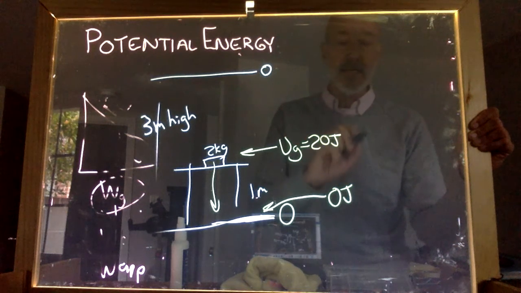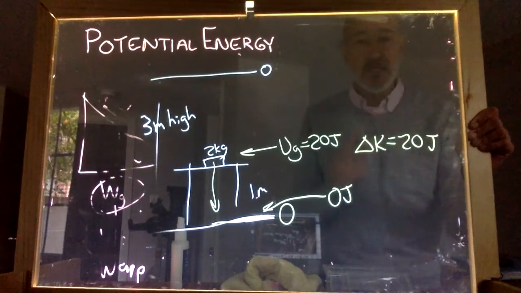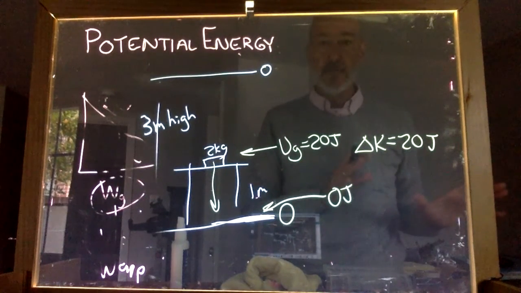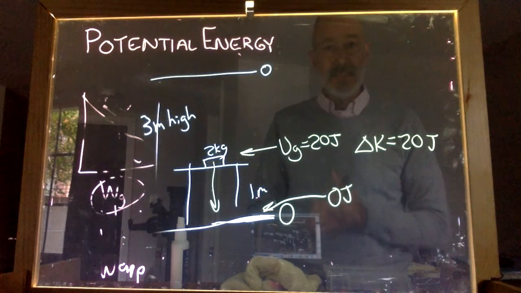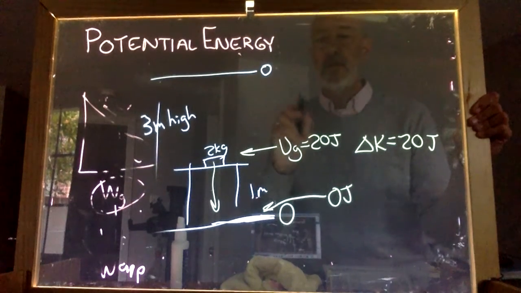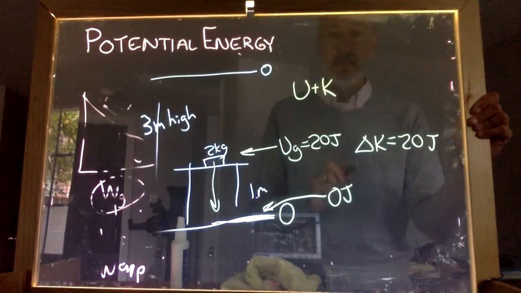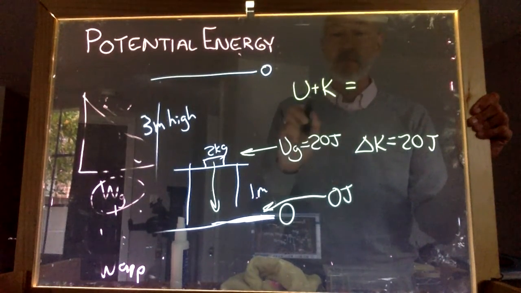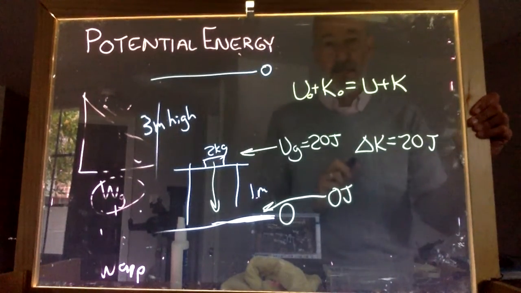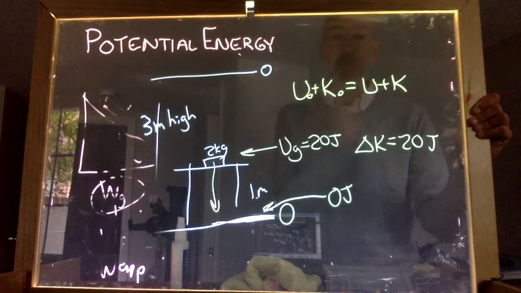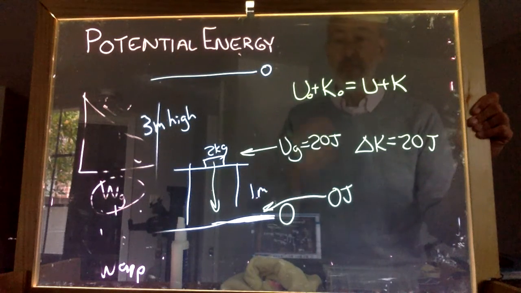So the change in kinetic energy is positive 20. And this is part of a thing that I'm going to introduce in much more detail in the next video, called conservation of energy. Basically, this is the way I want you to remember it: potential energy plus kinetic energy at one time, I'll just call it 0, is going to be equal to the potential energy plus the kinetic energy at another time, unless there's some work done by some other form. So if there was friction or something like that.